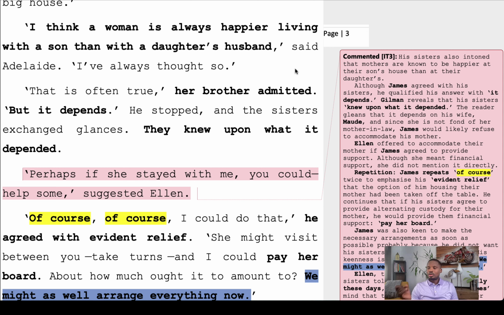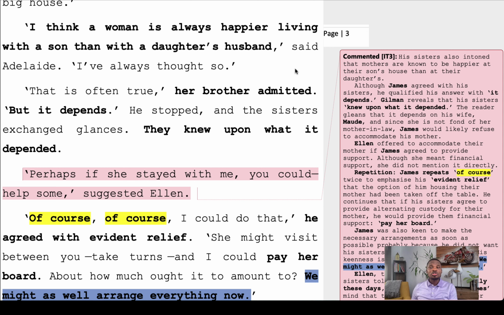So, Adelaide does not want her mother. James does not want their mother. Helen does not want the mother as well. Now, although James agreed with his sisters, he qualified his answer with, it depends. Gilman reveals that his sisters knew upon what it depended. The reader gleans that it depended on his wife, Maud. So we're going to see more about Maud as the story develops. So it depends on Maud, if Maud will agree.